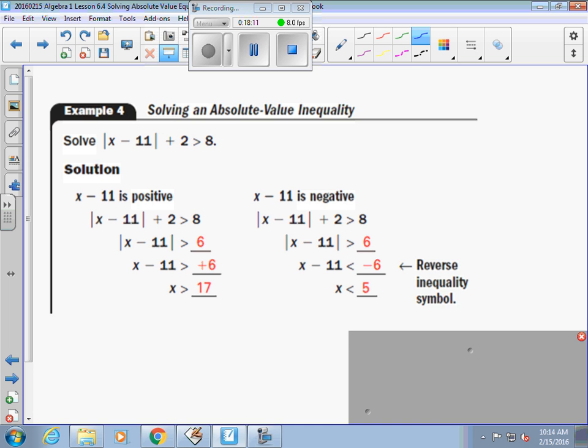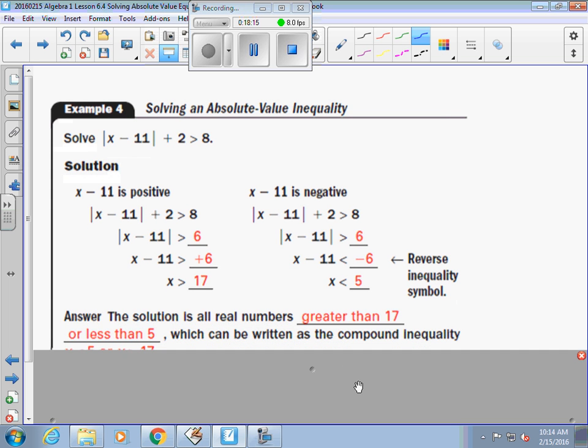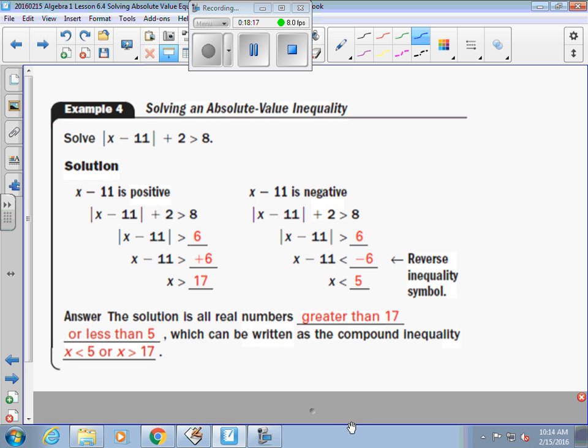So this would simply be written as all real numbers greater than 17 or less than 5. And notice it's just written as two inequalities with that word "or" jammed in the middle to make them a compound. That's the difference between "and" inequalities and "or" inequalities. And is less than, or is greater than.